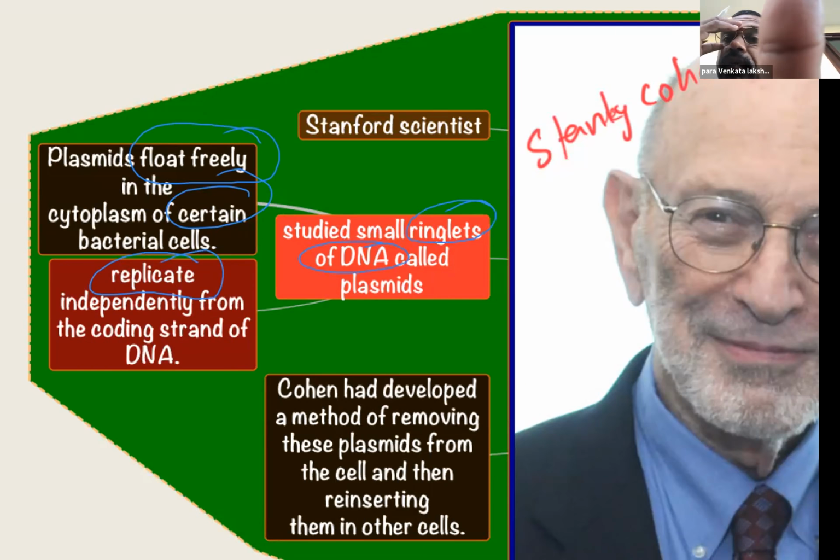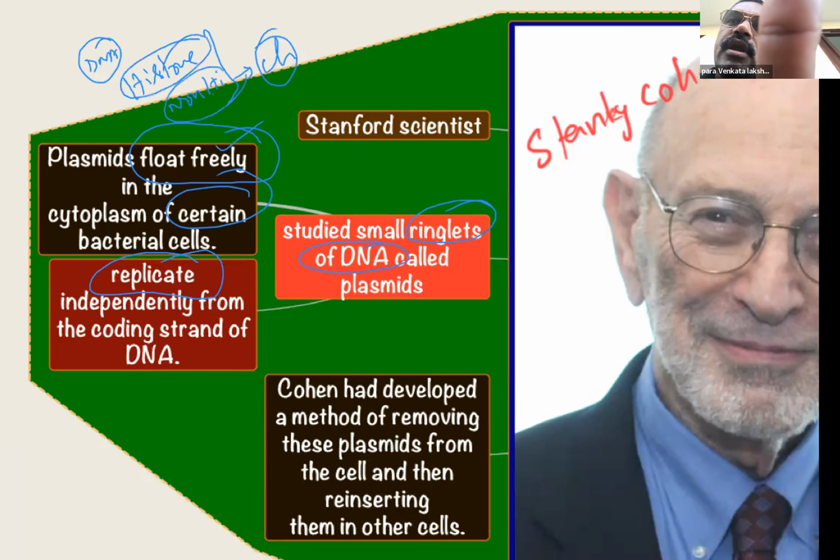In the process of evolution, we discussed that the DNA combined with histone proteins and non-histone proteins, and thereby the chromosome evolved over a period of time. Some of the DNA molecules remained freely floating in the cytoplasm, and some combined with histone and non-histone proteins and formed the chromosome. So this is the bacterial DNA, this is the chromosome combined with histone and non-histone proteins, and these are the ringlets of DNA which are present.